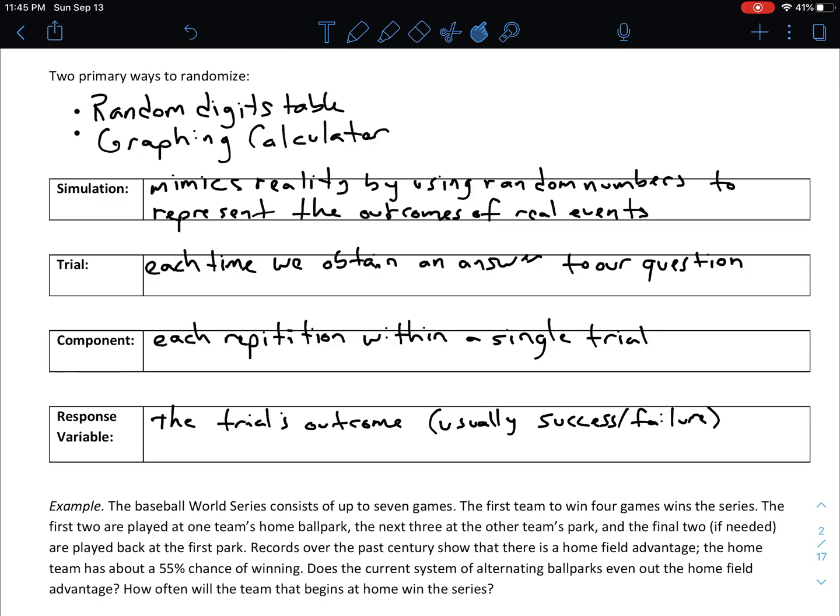A component is each repetition within a single trial. So within that one trial, I looked at 5 different field goal attempts by Harrison Butker. Each one of those would be a component. So each field goal attempt would be one component, and there would be essentially 5 components to one trial. And the response variable is the trial's outcome. Usually we're going to keep it very simple and either call it a success or a failure. So again, with the Harrison Butker example, a success would be if he made at least 4 out of the 5 field goals. A failure would be anything less than 4.